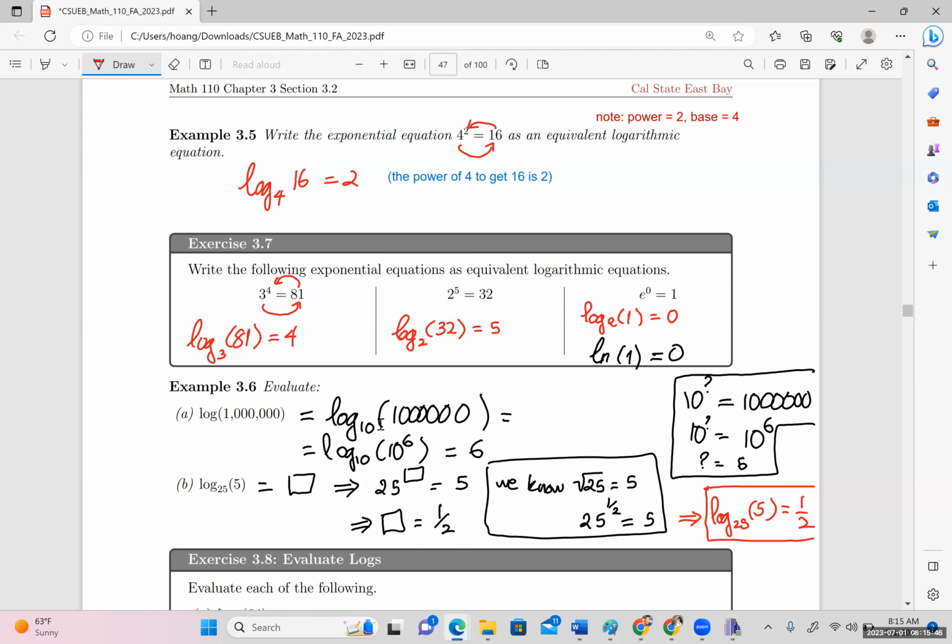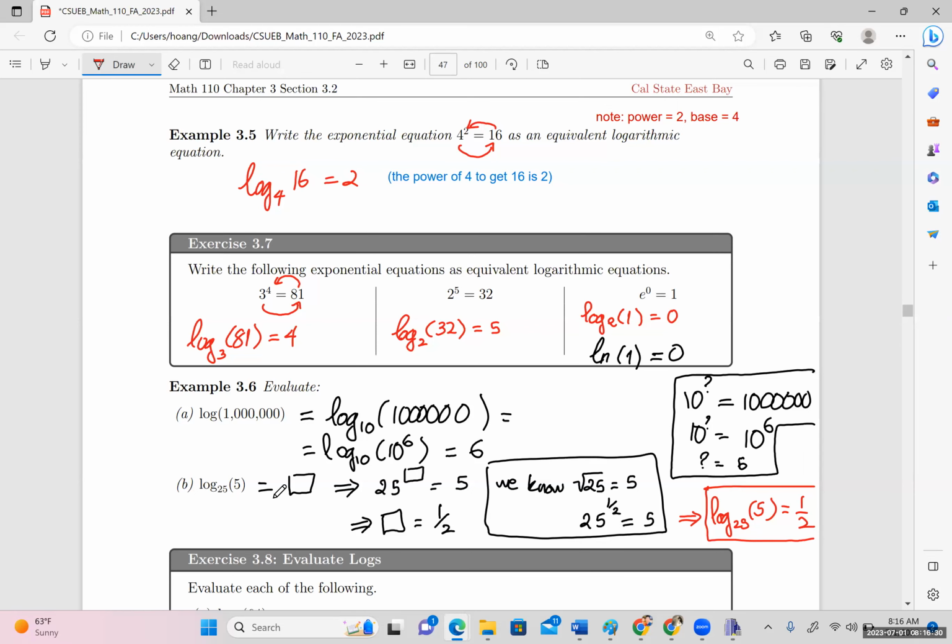We don't really have problems like this in our business class, but anyway, I want to introduce the case where the base is bigger than the argument. Okay, so that is for example 3.6.